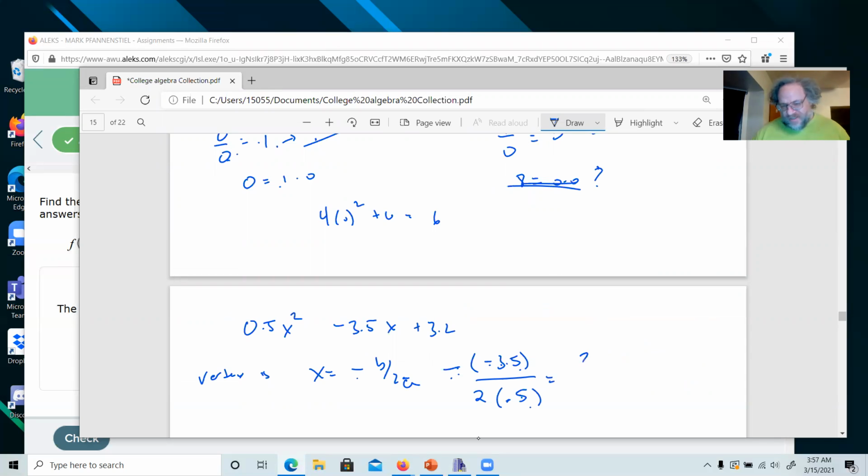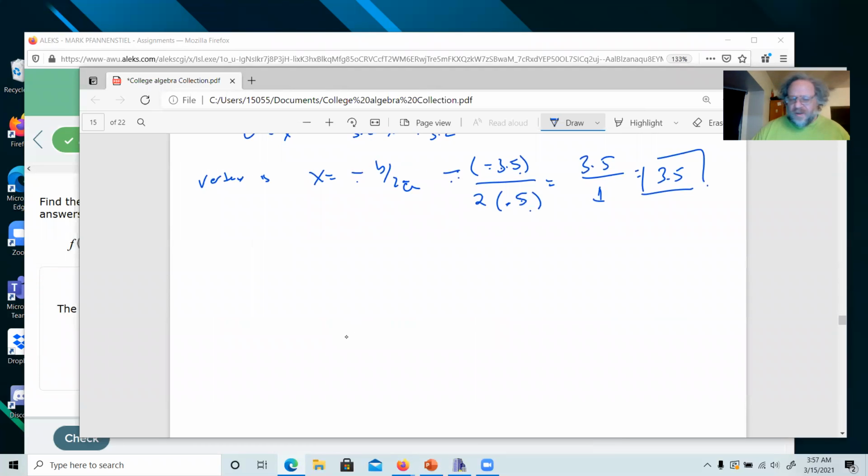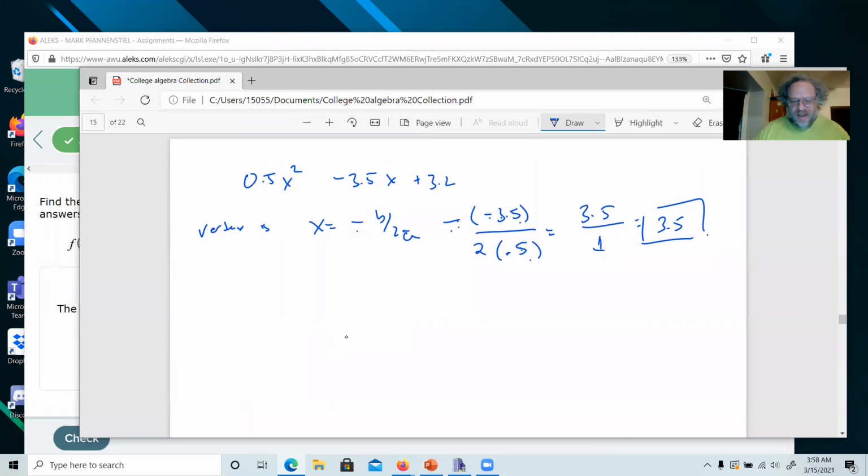All right, that's 3.5, and then 2 times a half. What is 2 times a half? It's 1. So my answer is going to be 3.5 here. All right. So we have to plug this in. Right? So we have 0.5 times 3.5. I'm going to use the calculator on this one. There is no way I'm going to try to do it by hand, 3.2 here. Okay.